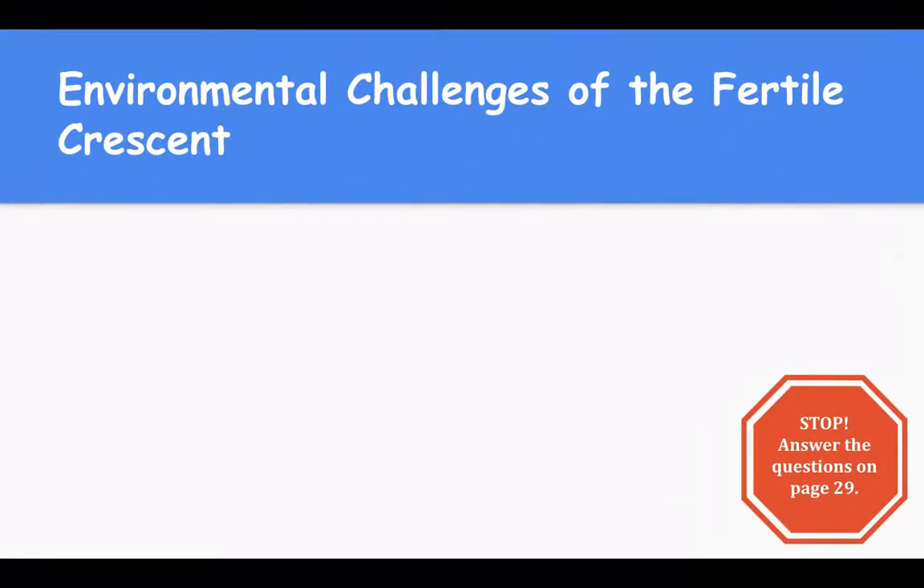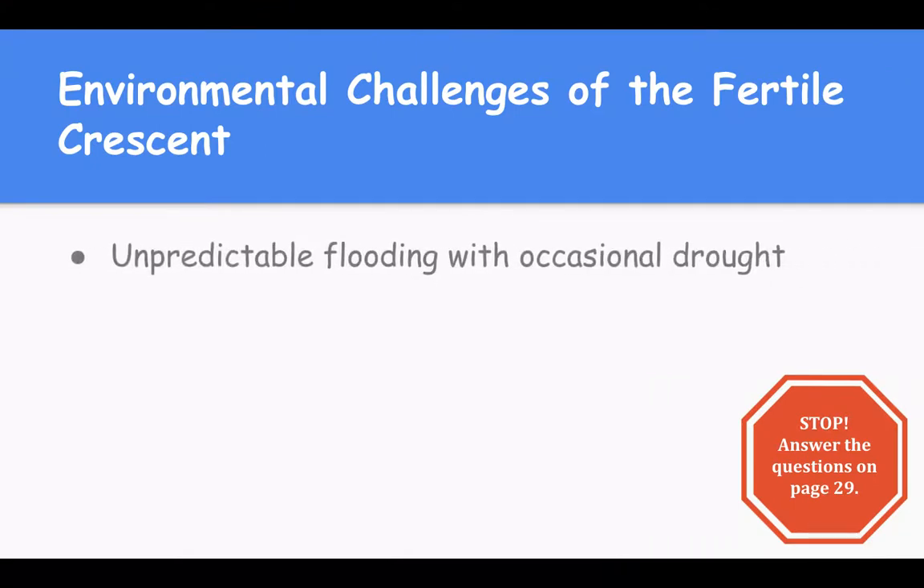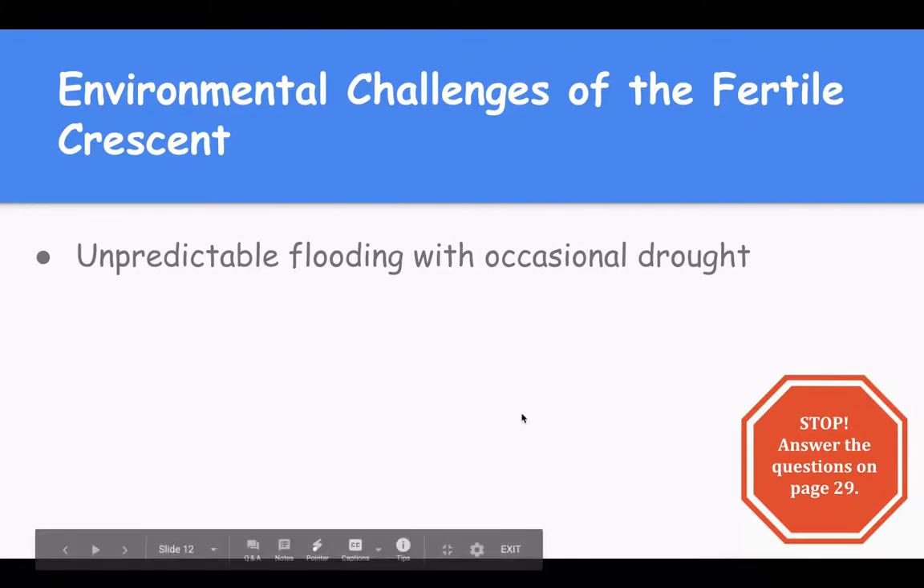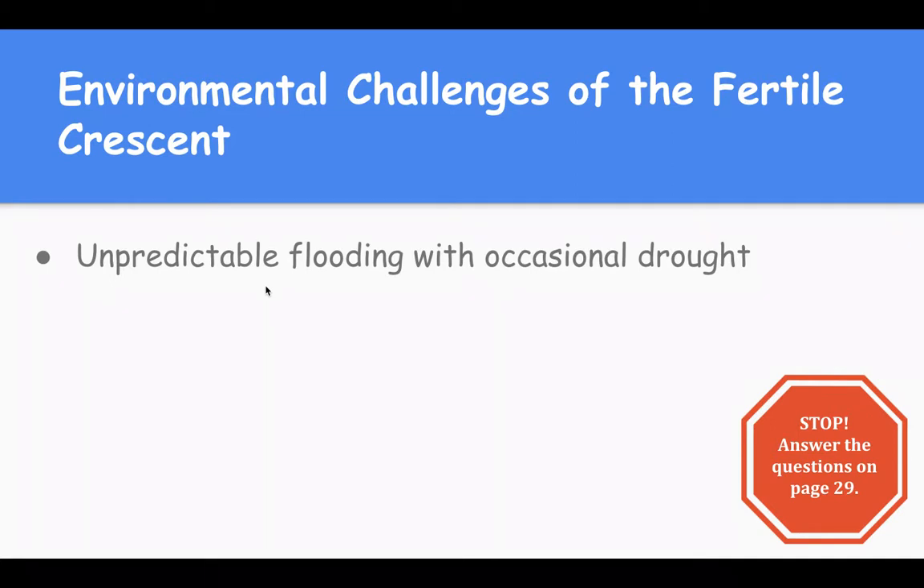Okay, some environmental challenges here. Well, the problem with the flooding, yes, it did flood at least once a year, but it was unpredictable. It did not flood at exactly the same time each year. So you have to be very careful where you put your homes and where you put your crops and when you plant your crops. Okay, because you don't want it too near the rivers, because if you do, then those floods can destroy all of your crops.